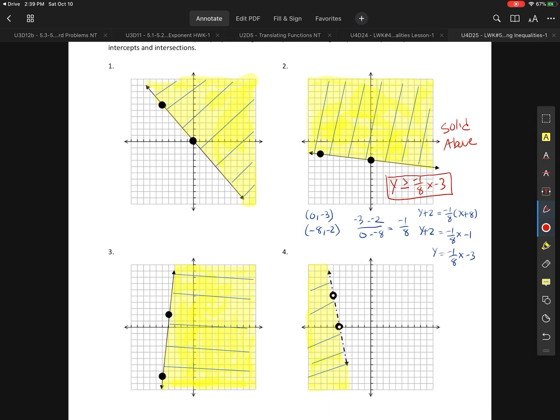And if you try, every point in here is going to make sense. If I plug in 0, 0: 0 is greater than or equal to 0 minus 3. That is 100% true.